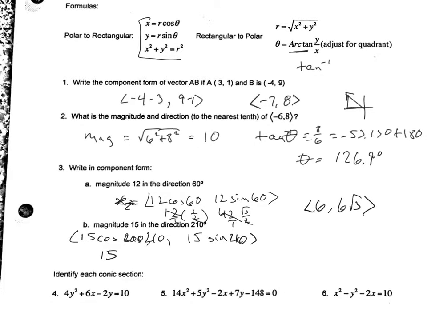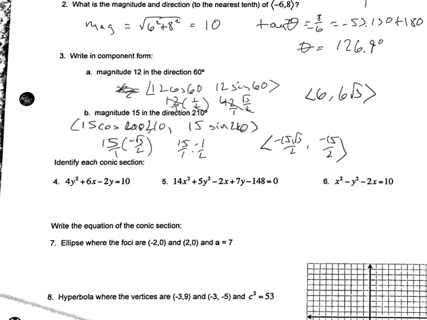So 15 times negative radical 3 over 2. And 15 over 1 times -1/2. So when you simplify this, there's not much to do. -15 radical 3 over 2 and -15 over 2. Or you could have -7.5. That's it for the vectors. Not much. Now the conics.